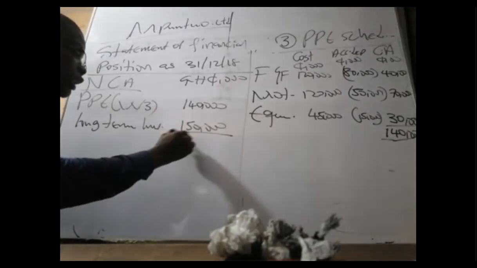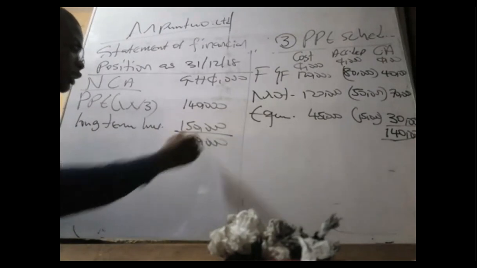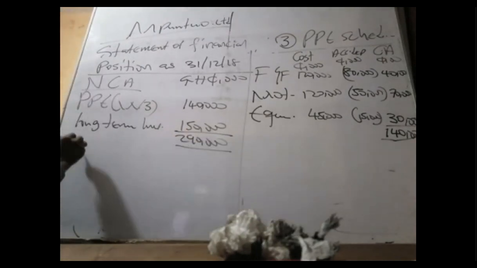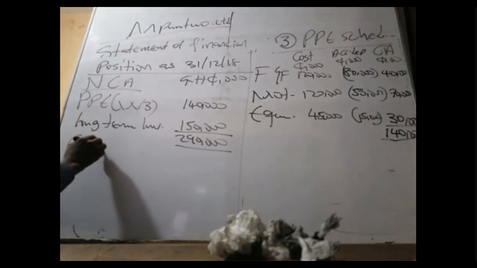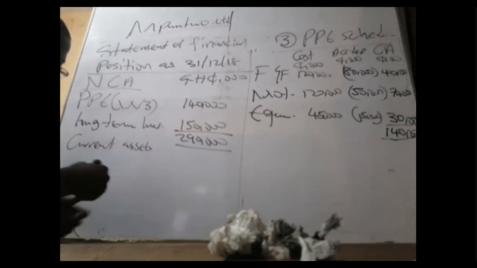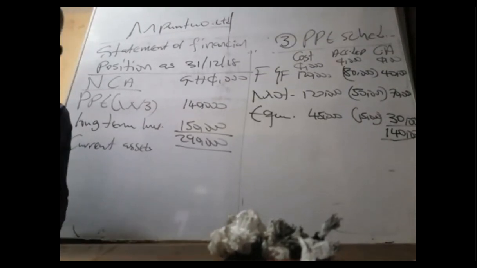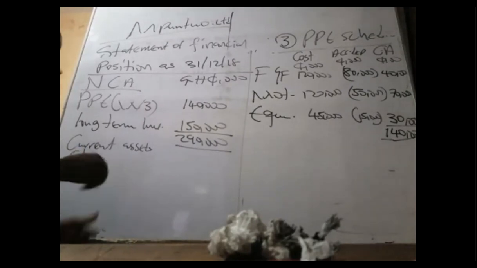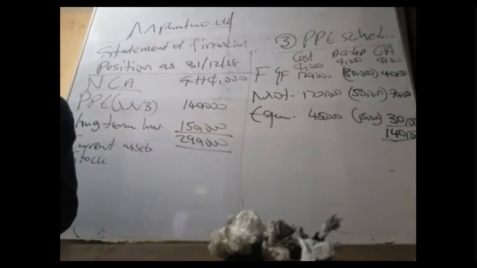Put all of them together, I get 290,000 as a total non-current asset. Move on to the current assets. That is now we are doing current assets. Current assets start from the stock, the stock mentioned in the question.